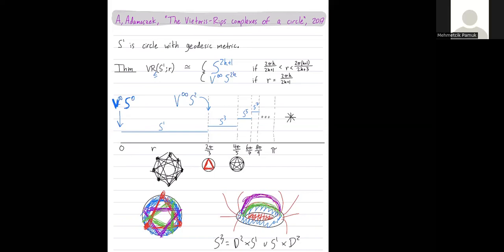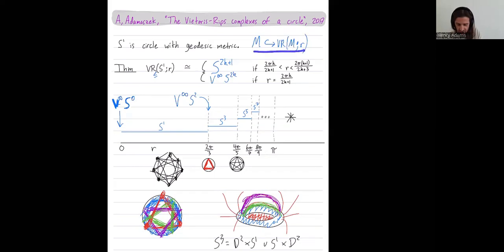Is this again like changing the topology as this parameter changes? I'm not changing the topology as the parameter changes. I'm adding more simplices to the Rips complex. But what's going on here is that if I take a manifold, it has an obvious map into the Rips complex of the manifold, but that map is not continuous.